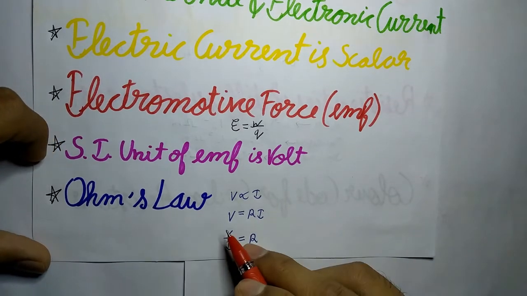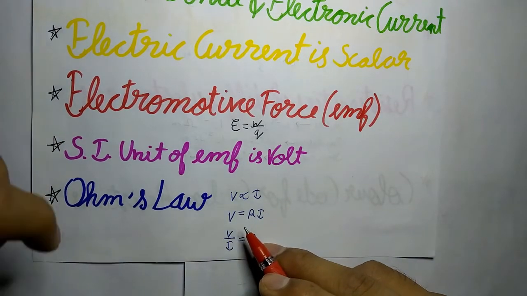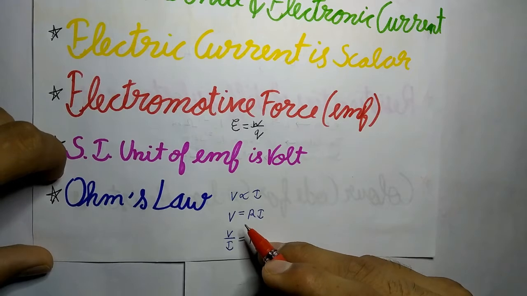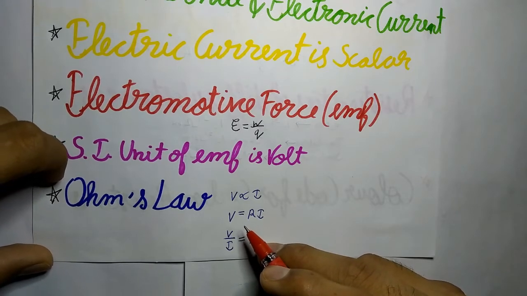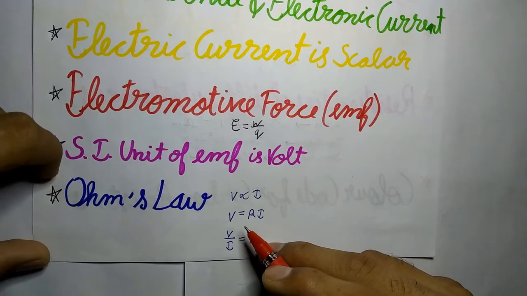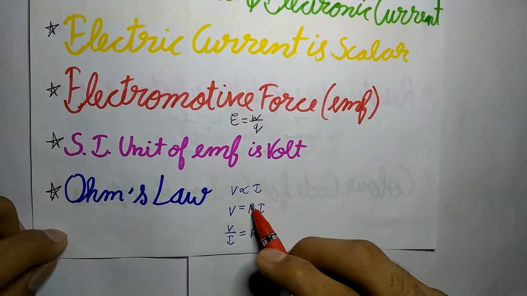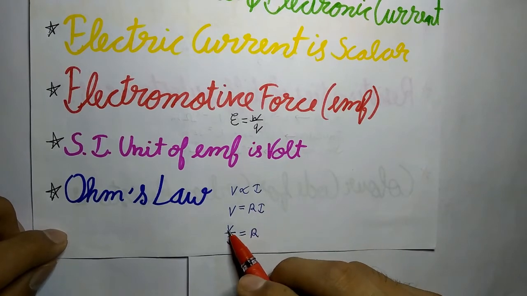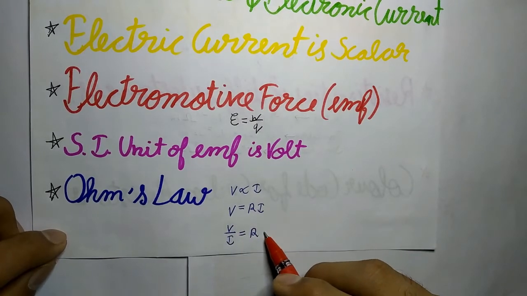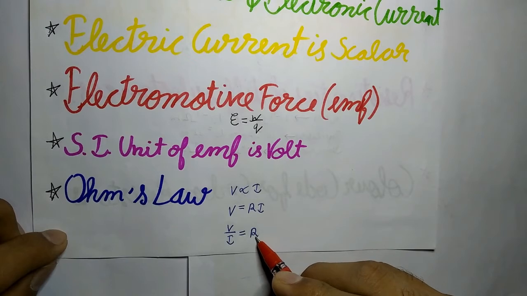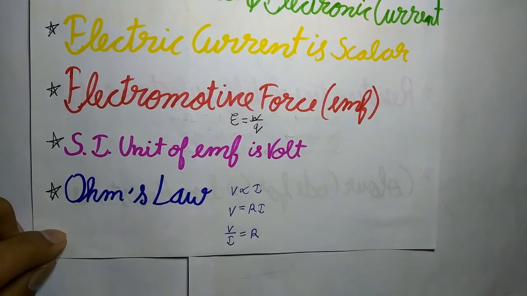Now next is Ohm's law. The current flowing through a conductor is directly proportional to the potential difference across its ends, provided the temperature and other physical conditions remain unchanged. So V is proportional to I, V is equal to I R, and V by I is equal to R. And here this R is called the resistance of the conductor.